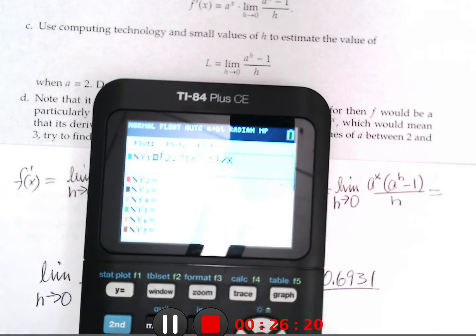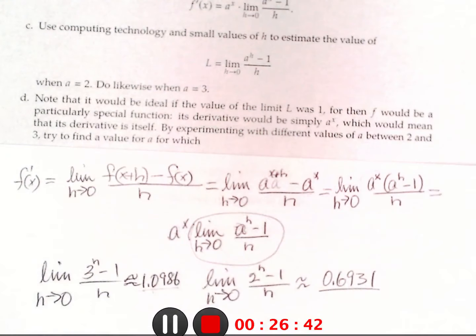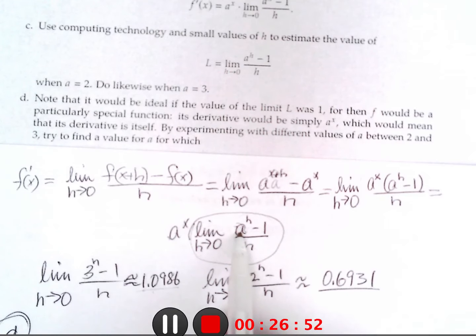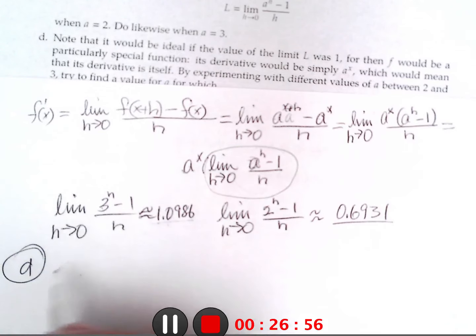clearly. Let's take this down to here, and if I put in E, what do I get? Second table. I get the ones that I was looking for. So, part D, you were supposed to just kind of keep changing the A in this till we can come up with 1. And we found out that A would have to equal E.